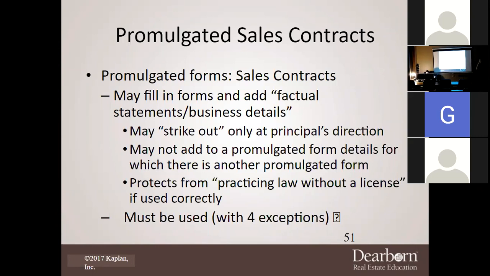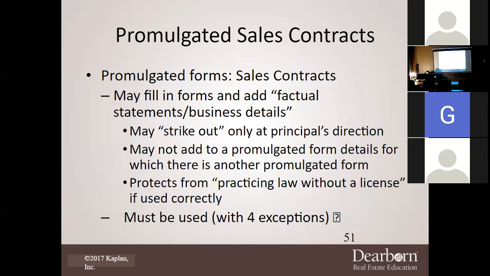Okay? Now, they may fill in forms and add factual statements or business details. You as an agent and I, as a broker, can fill in forms and put in business details and factual statements. We may strike out only at the principal's direction. However, you better make certain your broker allows that. I don't allow it. Some brokers might, but I personally do not like you messing with something that's written by attorneys and then reviewed by TREC. Okay? Too much of a liability and risk there. If they want something struck out, I advise them go seek counsel. Let counsel then do that. Okay? Not me.